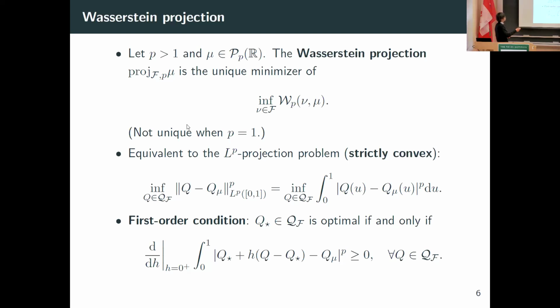And of course, because of the isometry, this problem is a strictly convex optimization problem. This is good for numerical purposes, although this is still an infinite-dimensional optimization problem, so it's not completely trivial, even in this very concrete setting. Also, because it's a strictly convex problem, we have an if and only if first-order condition, meaning that a particular quantile function is optimal if and only if, for any other quantile function in the same class, the directional derivative is non-negative.